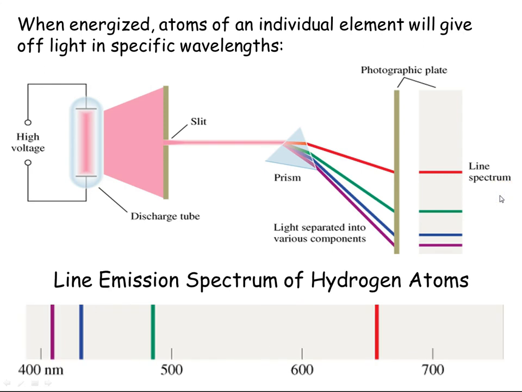Okay? For example, the line emission spectrum of hydrogen. This is distinct to hydrogen. You can in fact identify elements by their line spectrum. You've got purple about 420 nanometers. You've got blue about 440 nanometers. Green's about 480 nanometers. And about at 660 nanometers, you've got some red.